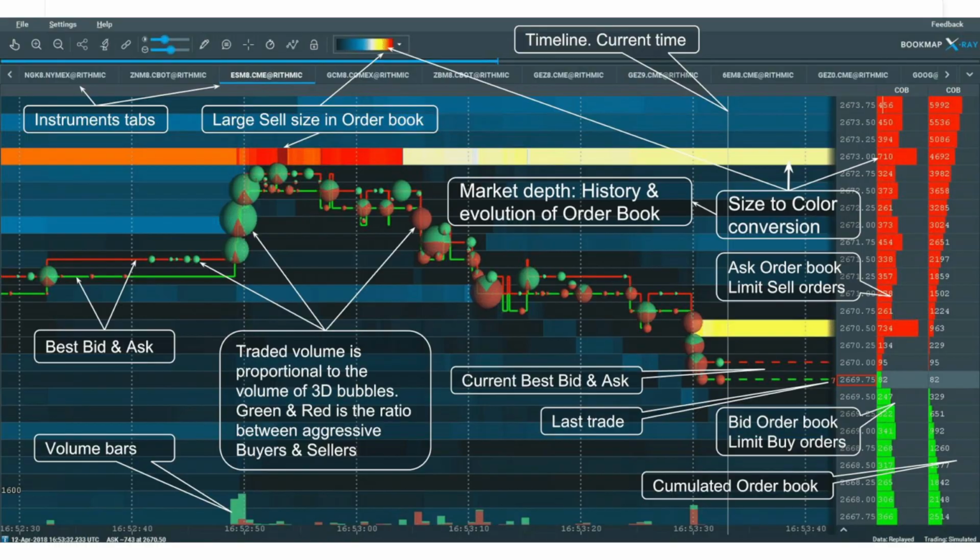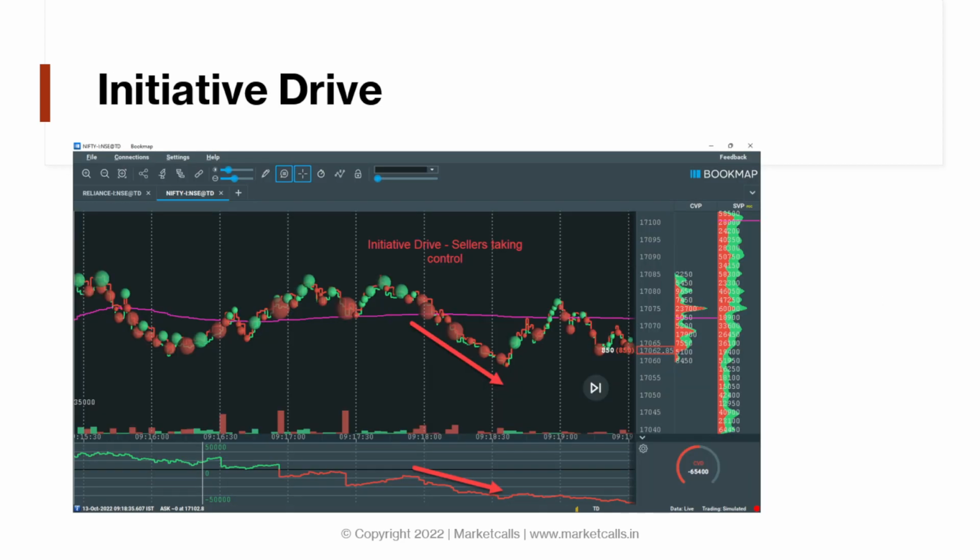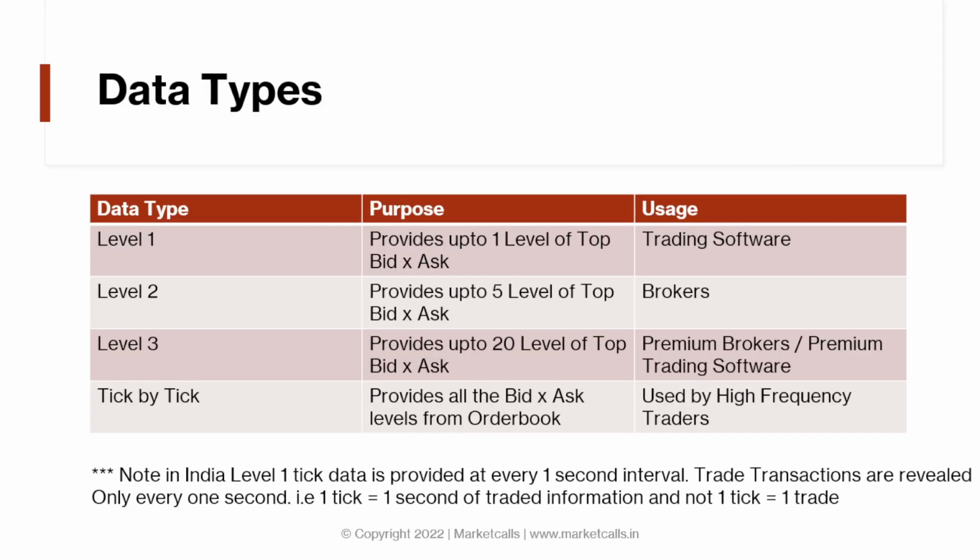So you'll be able to visualize the resting orders also. But when it comes to the Indian market at this point in time, we have only level 1 data. I think True Data is also trying to acquire level 3 data. I'm sure the work is going on already, and you might hear more from them in the near future. So level 1 data is what is used right now to plot the bubbles. With level 1, you'll only get the top bid and ask, only one bid level or one ask level.